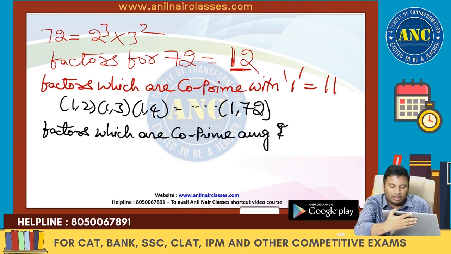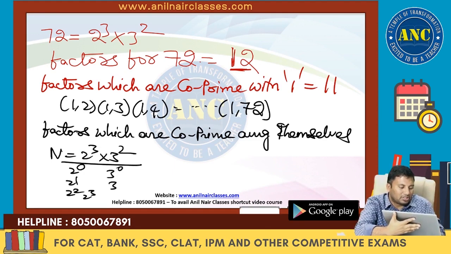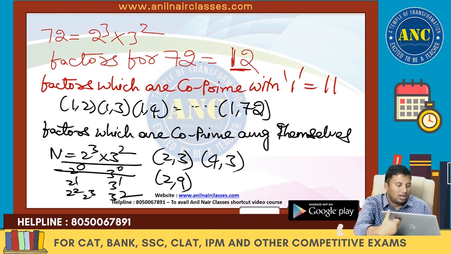Co-prime among themselves, what is that? If you see, n is 2 power 3 into 3 square. This is 2 power 0, 2 power 1, 2 power 2, 2 power 3, and 3 power 0, 3 power 1, 3 power 2. 1 is taken out. 2 and 3 are co-prime to each other. 2 and 9 are co-prime to each other. 4 and 3 are co-prime to each other. 4 and 9 are co-prime to each other.